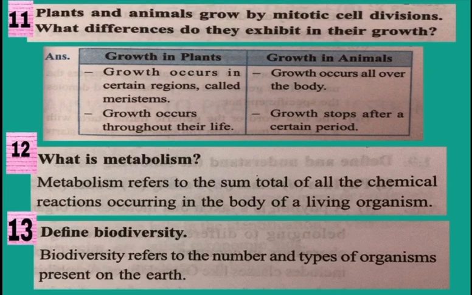Question number 12. What is metabolism? It is the sum total of all chemical reactions occurring in the body of a living organism. So, all the chemical reactions inside the body are called metabolic reactions or metabolism. Question number 13. Define biodiversity. Biodiversity means the number and types of organisms present on earth.